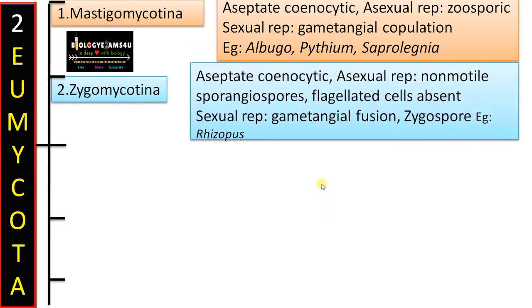Now let us summarize the characteristics. Aseptate, cenocytic condition, asexual reproduction by non-motile sporangiospores, sometimes also called aplanospores. Flagellated cells are absent. Sexual reproduction by gametangial fusion. Zygospore is formed, which is a very resistant spore to extreme environments. Example is Rhizopus.